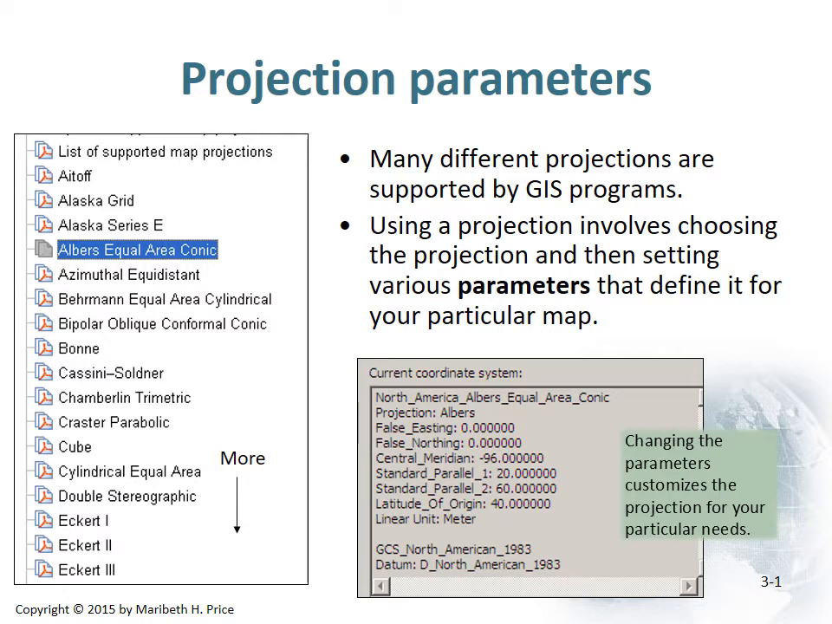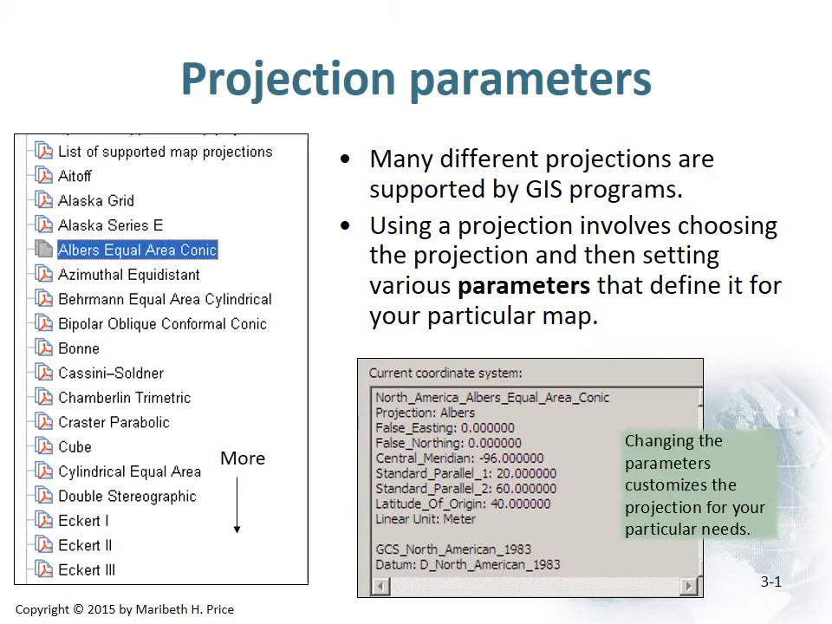Linear unit, so the measurement unit is a meter. So this is a projection that's based upon a GCS, North American Datum of 1983. Okay, and so those properties right there are the things that we need to know, or that ArcGIS needs to know, in order to depict the map information properly on the screen. And those pieces of information will travel with your data if you export it into any other program.